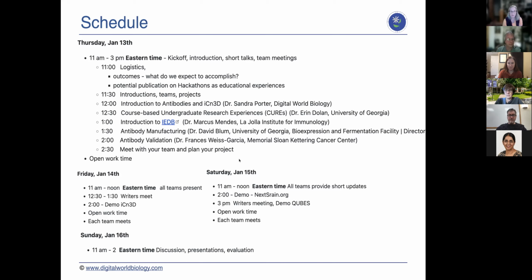So after the preparation talks, so that everybody knew a little bit about the subject, all the teams met with each other and started working on planning out their projects. And the rest of the day was involved in working on the projects. The next morning, all the teams met and gave presentations about what they were going to work on for the next couple days. The writers met, and we had open work time.